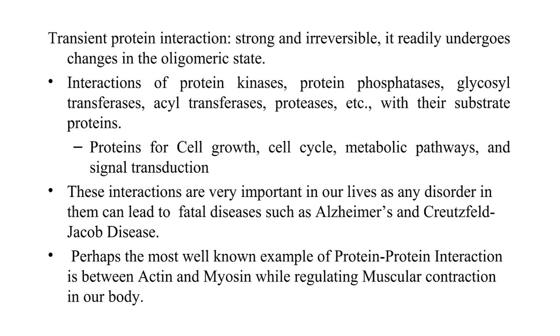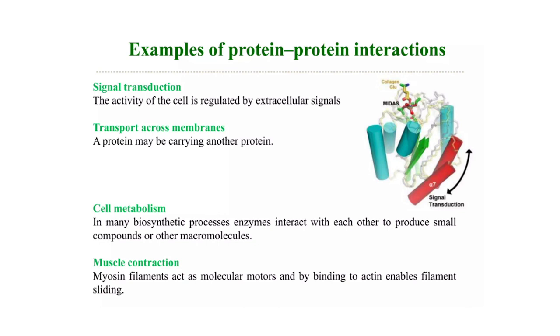The most studied and well-known common example of a protein-protein interaction is actin and myosin, regulating muscular contraction in our body. Another example of protein-protein interaction is signal transduction, which maintains the activity of the cell that is regulated by different extracellular signals.